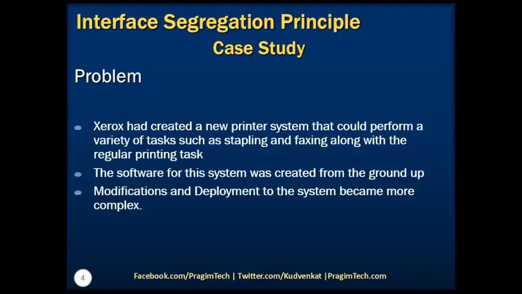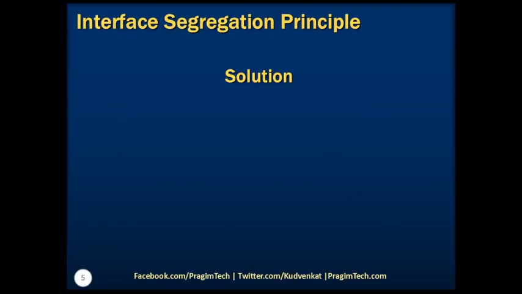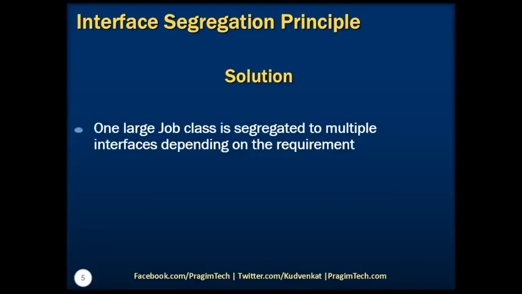To overcome this problem, Robert C. Martin suggested a solution to Xerox, which is called the interface segregation principle. Instead of having one large job class, a staple job interface and a print job interface were created that would be used by the staple and print classes respectively. This solution evolved into the interface segregation principle, which states that one large job class is segregated into multiple interfaces depending on the requirement.